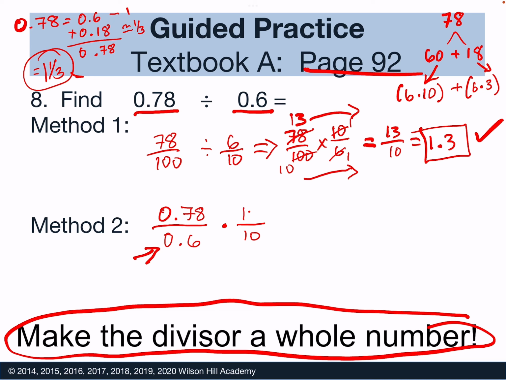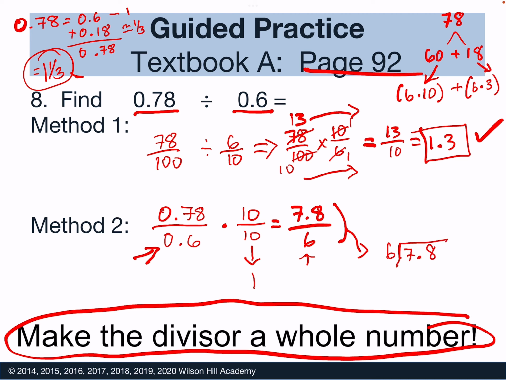On the bottom, whatever I do to the denominator, I have to do to the numerator because I don't want to change the value of the entire fraction. So I want to keep its value the same and its relationship the same. And so therefore, I'm actually multiplying by 1 in the form of 10 times the numerator and 10 times the denominator. And I get 7 8/10 divided by 6. So now my divisor is a whole number. I'm going to rewrite this problem as a regular division problem.